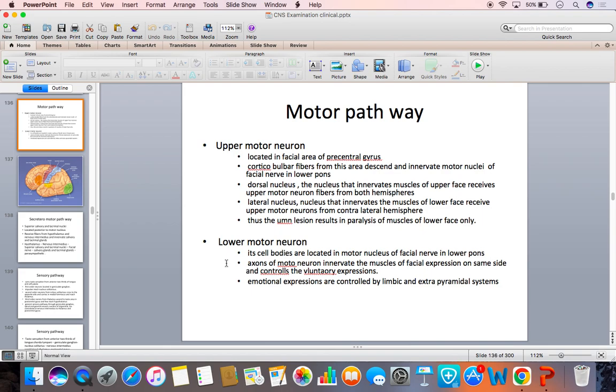So, the emotional expressions are controlled by the limbic and extrapyramidal systems. That means the cell bodies for the lower motor neuron are located in the motor nucleus of the facial nerve in the pons. The axons form the lower motor neuron, supplying the ipsilateral muscles of the face for the voluntary expression. Whereas the emotional expression is controlled by the limbic and the extrapyramidal systems.